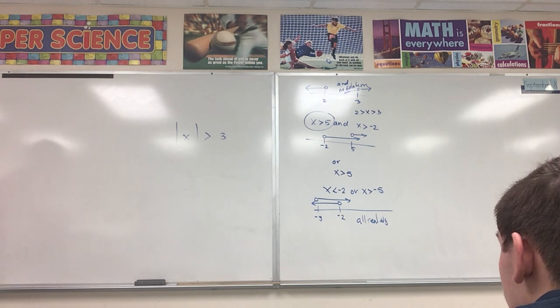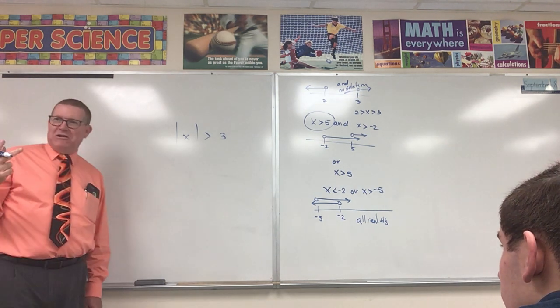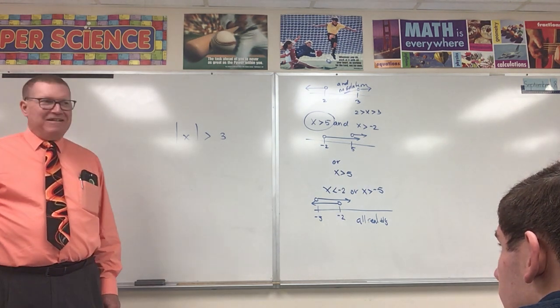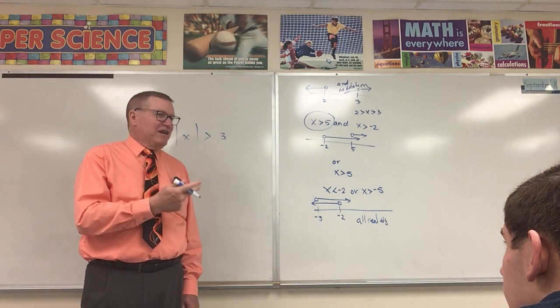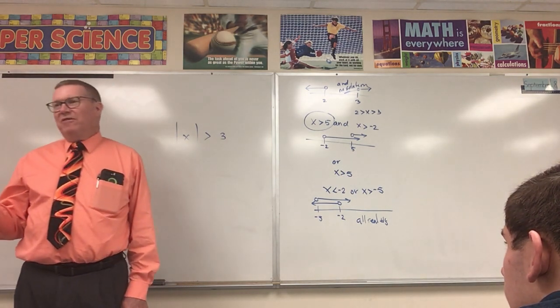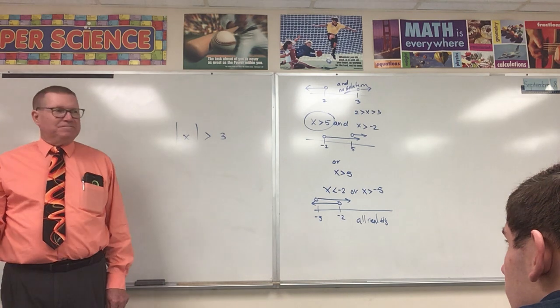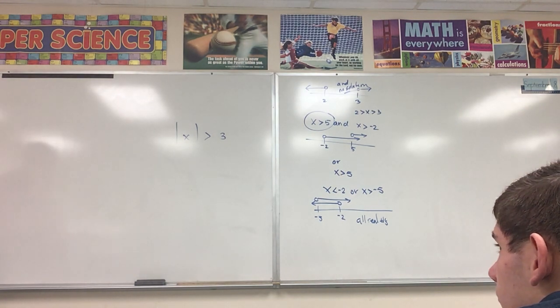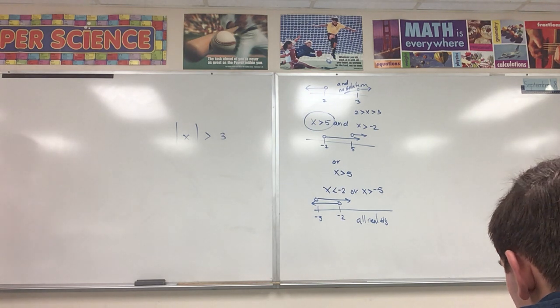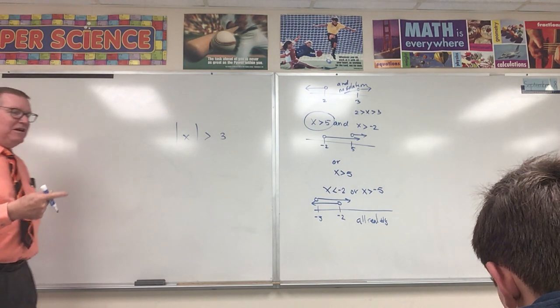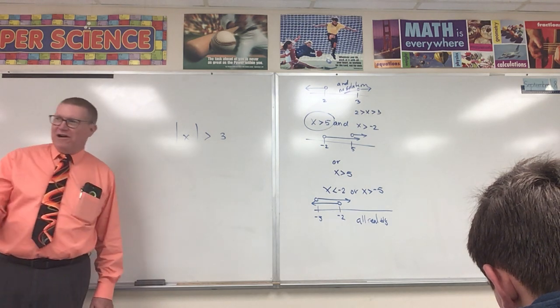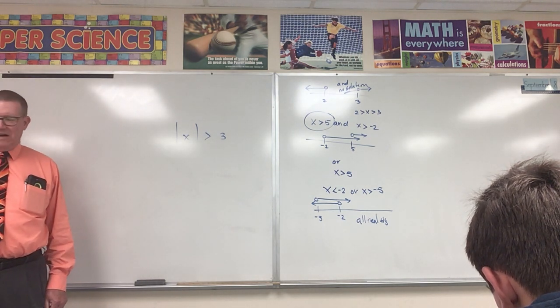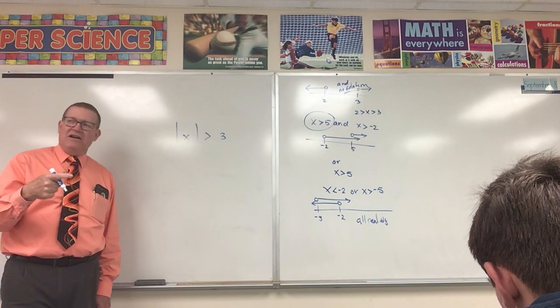A relation is always a set of what type of numbers? Real numbers. Integers. Positive. Input values and output values. All right, input values and output values. Input values are my domain. Output values are my range.